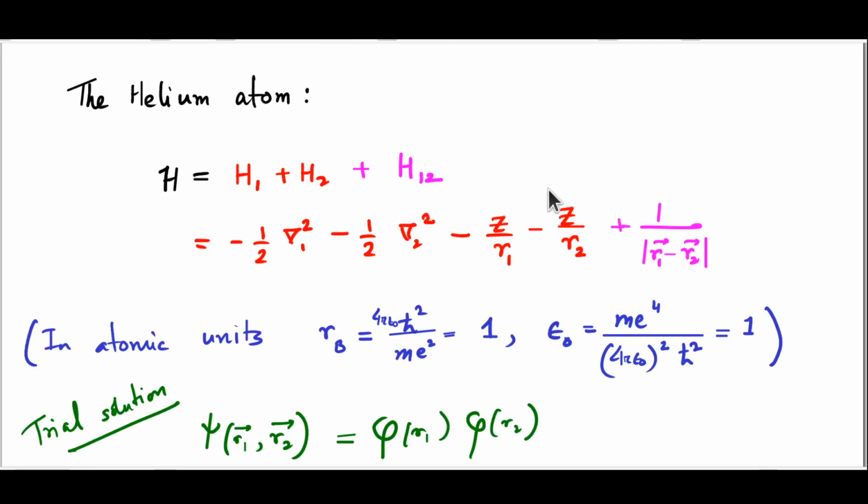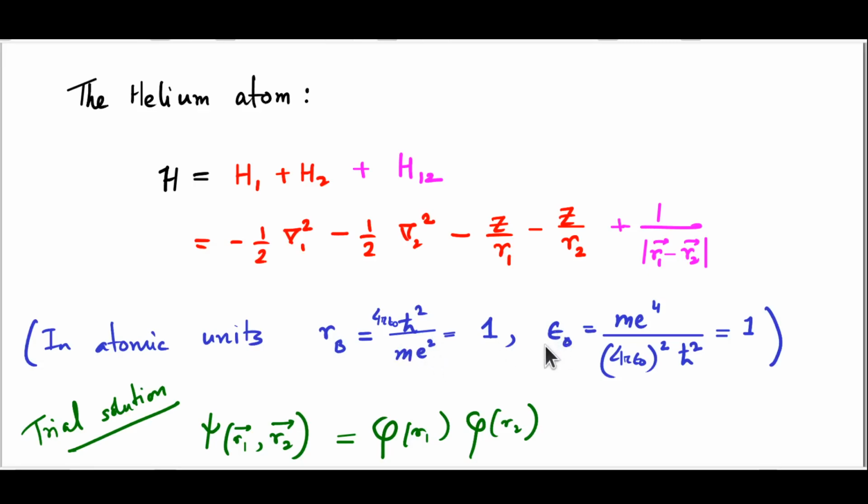In addition to this, what you have is this interaction term H12 between the 2 electrons, which is simply the Coulomb interaction term 1 by mod of R1 minus R2. As you must have realized from the form in which this Hamiltonian is written, we are using special units here. In fact, we are using what are called atomic units, where radius is being measured in the units of Rb, the Bohr radius, 4 pi epsilon 0 h cross square by m e square. So in our theory, Rb is 1.